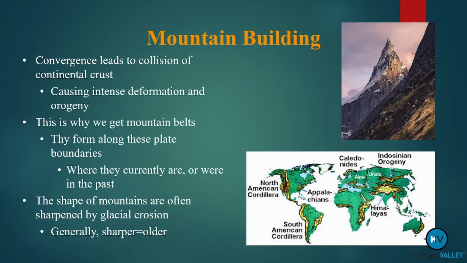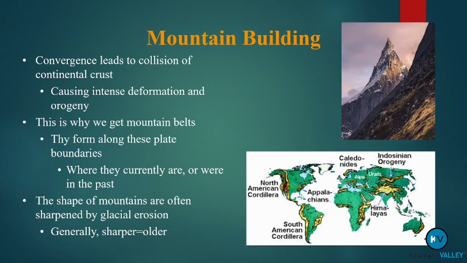Orogeny is a time period of extreme land deformation. Mountain building is one type of orogeny. And mountains are the result of convergent plate boundaries. That collision of crustal material is going to create a bunch of folds and faults as those two pieces of earth smash into one another, and they'll form those folds and waves and faults that we've just looked at.